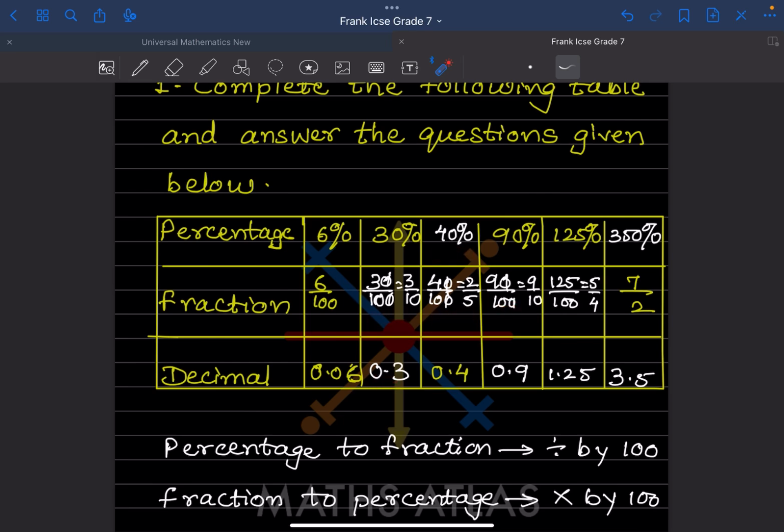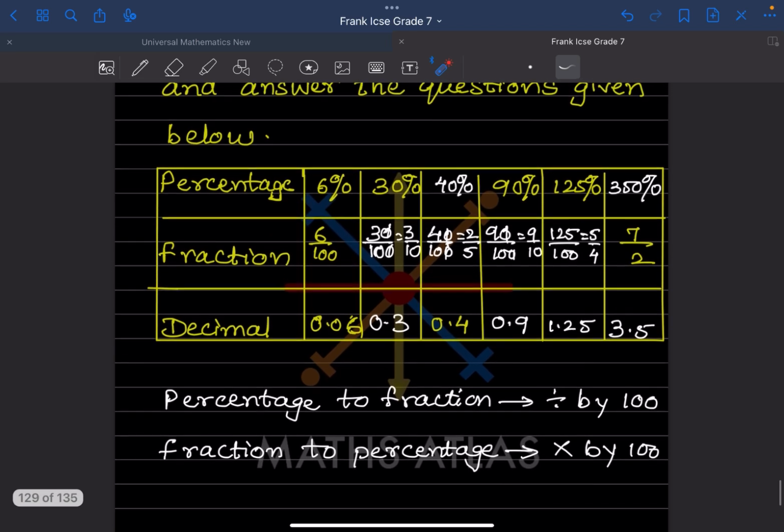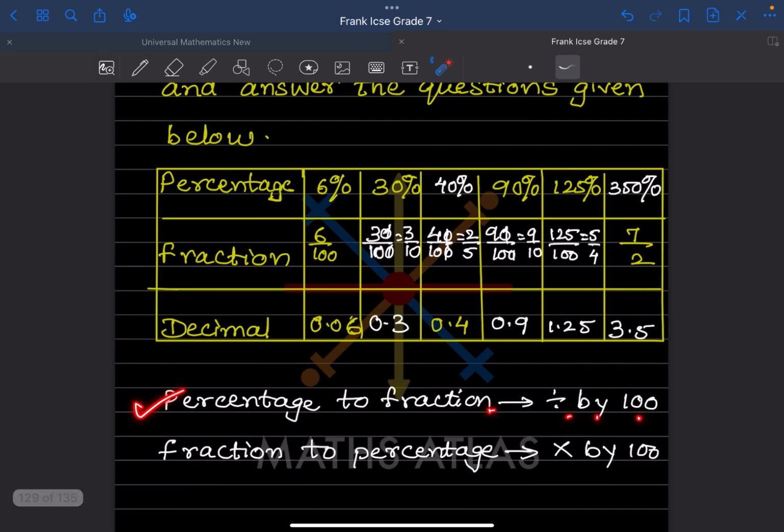Now see here, this is the percentage 6%. How will you write this as a fraction? Whenever you see a percentage sign, the number will be 6, and you always divide it by 100. That is from percentage to fraction. So I have written over here: from percentage to fraction means you divide by 100, and from fraction to percentage means you multiply by 100.